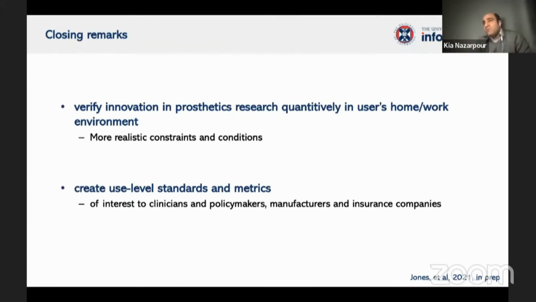I think the two key take-home messages are: verifying innovations in prosthetic research quantitatively cannot be done in a laboratory setting or in 10 minutes of clinical testing. It needs to be done on a long-term basis in people's home, work, and real-life environments, where more realistic constraints are imposed on pattern recognition, direct control, or other abstract controllers. And there are more realistic conditions. It also enables us to create use-level standards and metrics, which should clearly be of interest to clinicians and policymakers, as well as manufacturers and insurance companies.